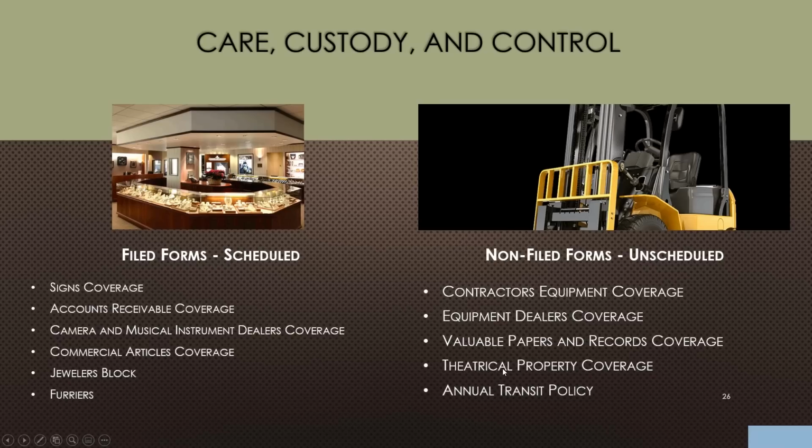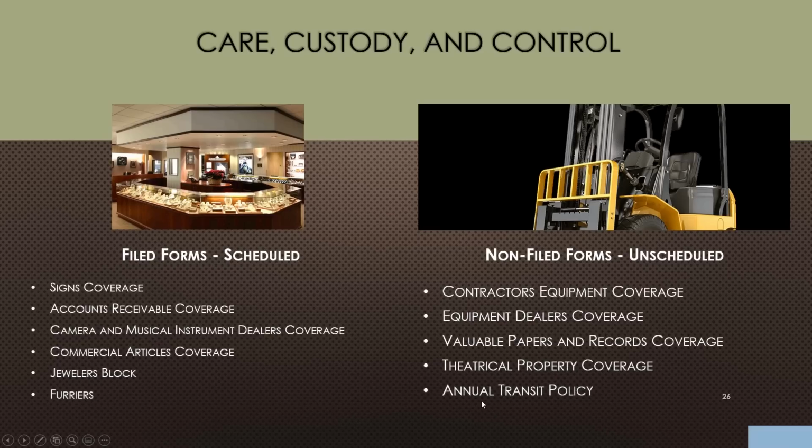Theatrical property coverage covers things used on a set. Scenery, props, costumes, costume jewelry. Vehicles that are only used on the set could be covered also. Okay. Now, all of these are all risk coverage.